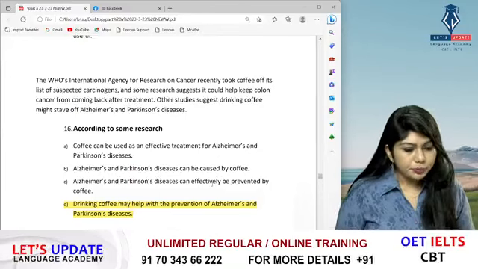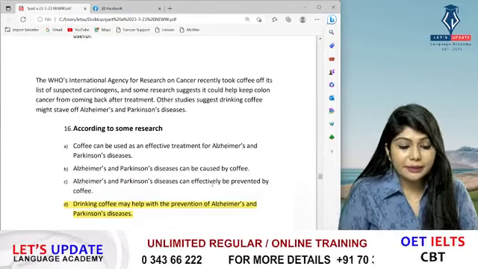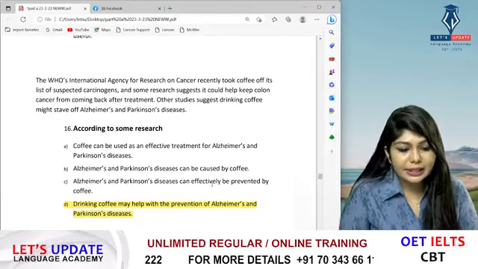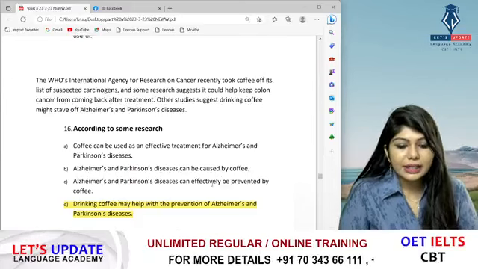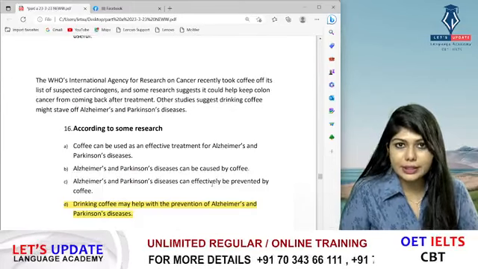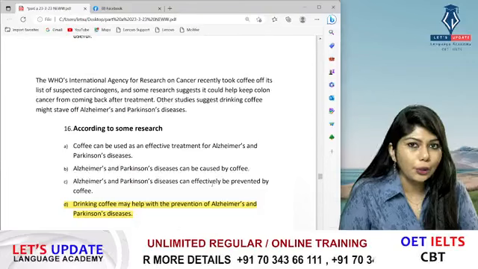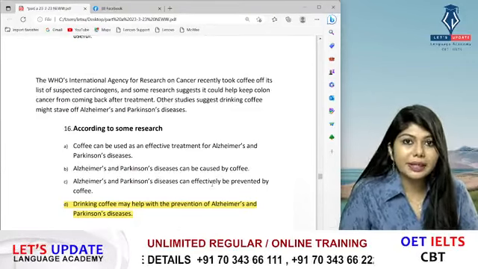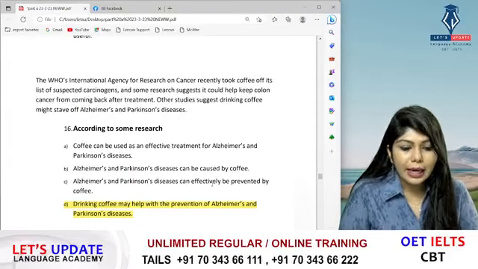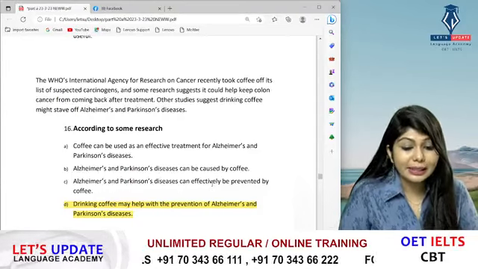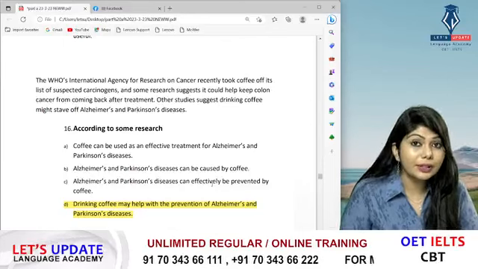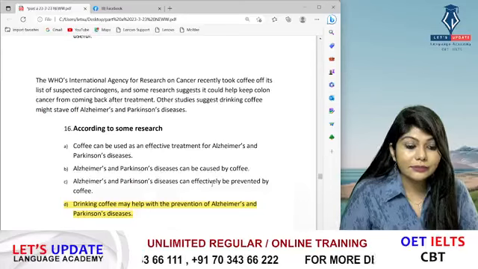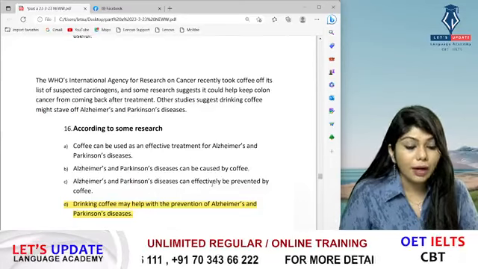Okay, so what does this paragraph suggest? That is the WHO's Agency for Research on Cancer. So they took coffee off its list of suspected carcinogens. Okay, so they do not suspect it to be causing cancer. That's why they might have taken it off from that list. Right, and some research suggests it could help keep colon cancer from coming back after treatment. So it also suggests that it could help keep colon cancer from coming back after treatment.